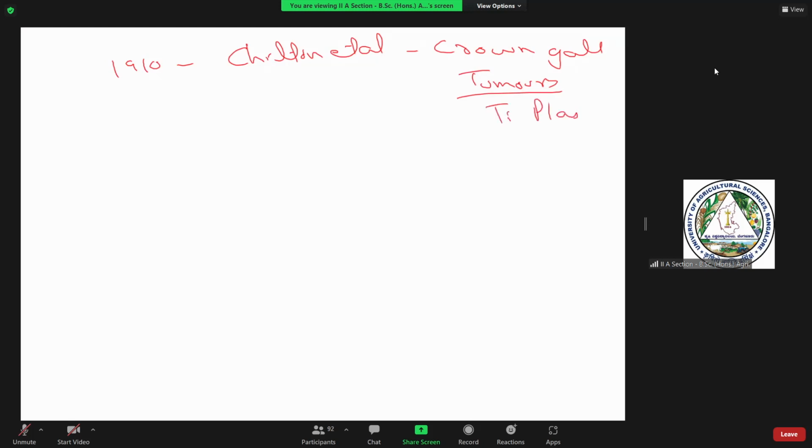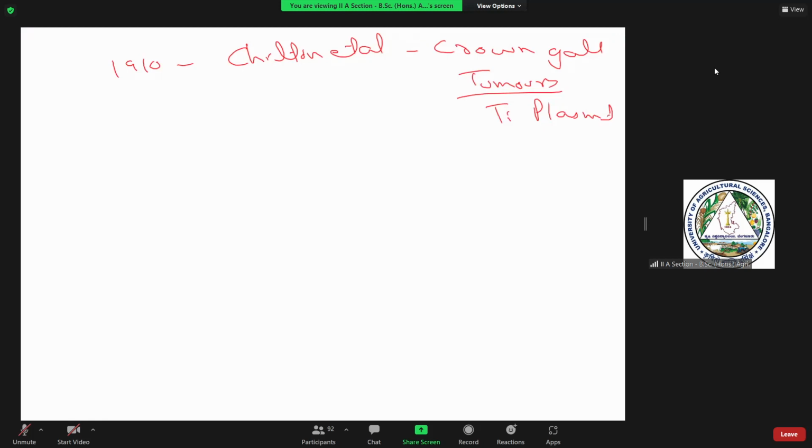And later, in 1910, it was Chilton and his co-workers. They demonstrated that the crown gall bacterium transforms the plant and produces tumors. That is, the bacteria enters the plant and causes tumor cells because of a tumor-inducing plasmid called the Ti plasmid.